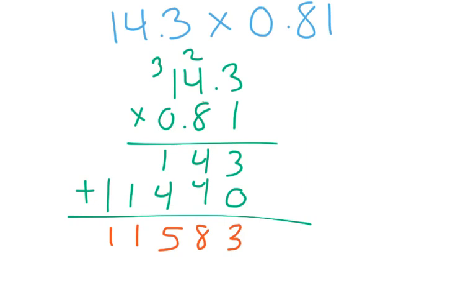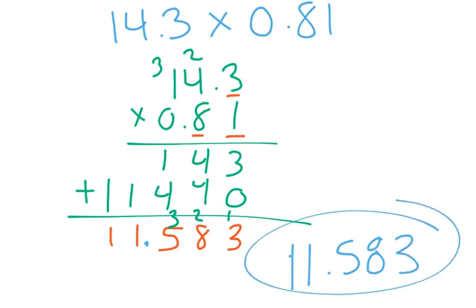Now remember, I still need to put a decimal in my answer. We're not done yet. To do that, I need to go and count how many numbers started behind the decimal in my original problem. I have 1, 2, 3. So looking back at my answer, I'm going to count 1, 2, 3 numbers need to be after the decimal point. So over here we have an answer of 11.583. Sorry for my weird 8.